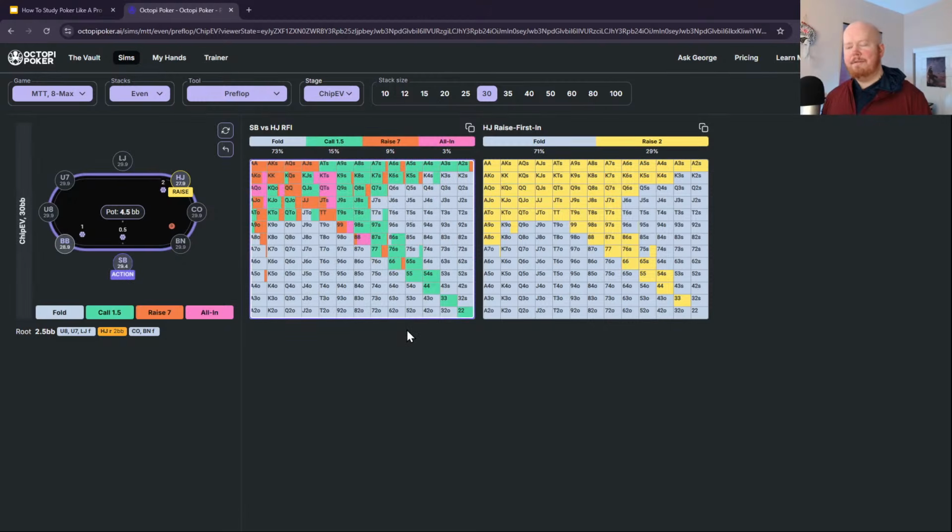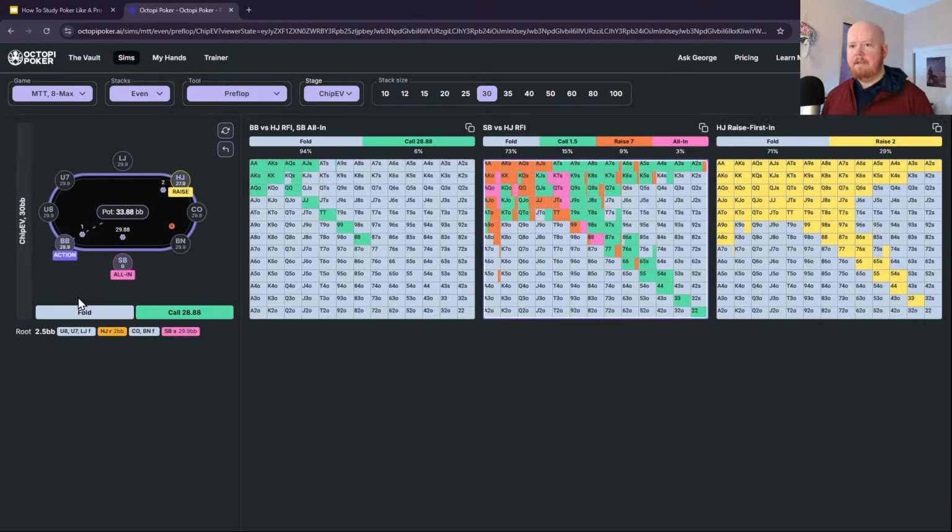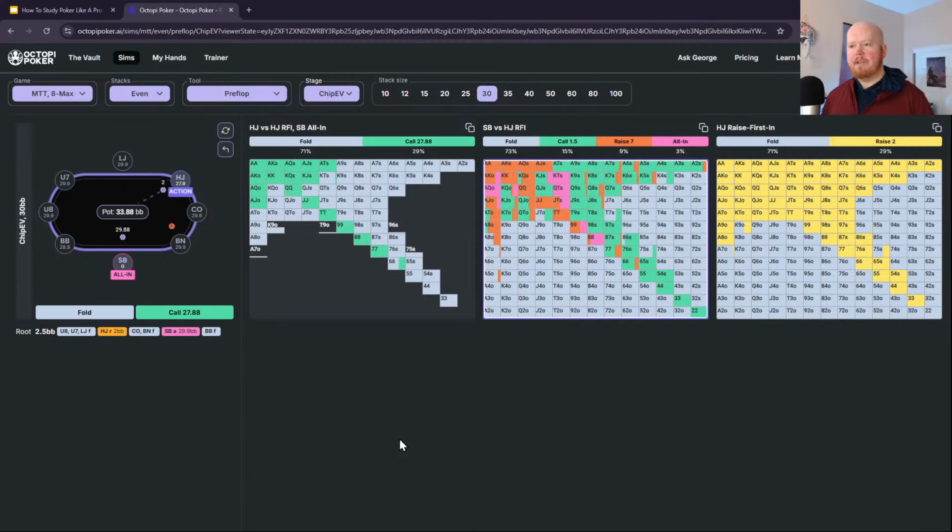So if we want to start to figure out why these different parts of this strategy look the way that they do, if we want to ask why might something like King 10 suited be shoving here? Why is King 10 suited a pure shove from the small blind, right? If we're trying to answer that question, we have to look at the response. So what does the hijack do when the small blind shoves with this hand, right? This is the big blind's response, but this is the hijack's response.